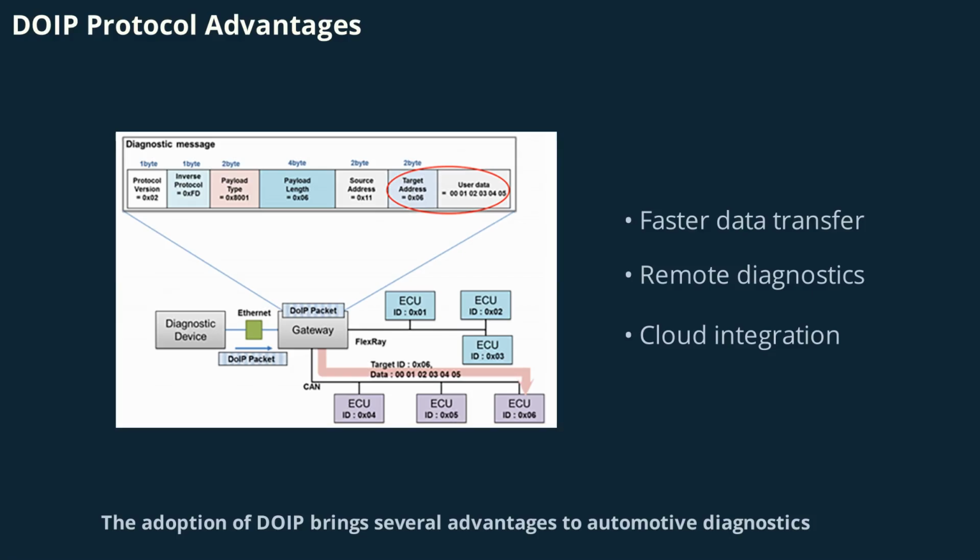Adoption of DOIP brings several advantages to automotive diagnostics. By using standard network protocols, DOIP enables faster data transfer, remote access, and improved scalability. It also supports advanced features like over-the-air updates and cloud-based diagnostics, making it a key enabler for the next generation of connected vehicles. These benefits help manufacturers and service providers deliver better, more efficient support to vehicle owners.